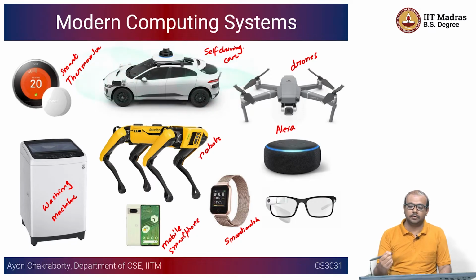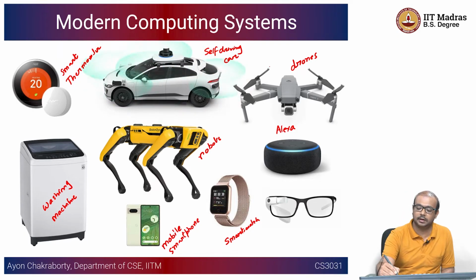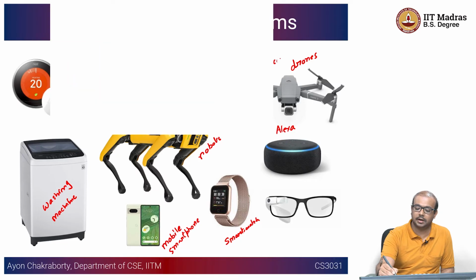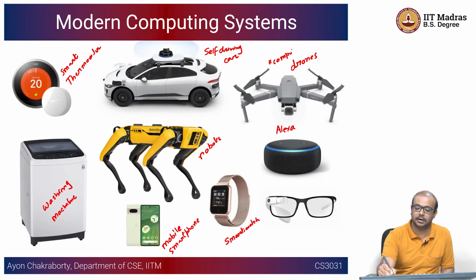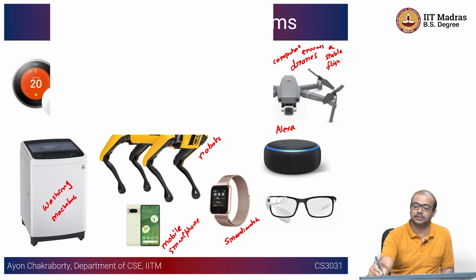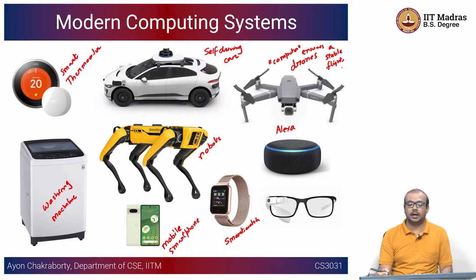Similarly, if you look into a drone, it has a computer inside which is going to make sure that the drone has a stable flight, right? For a drone, the computer, I am putting it in quotes, computer, ensures a stable flight. And how does it ensure a stable flight? By digesting information from a lot of sensors.